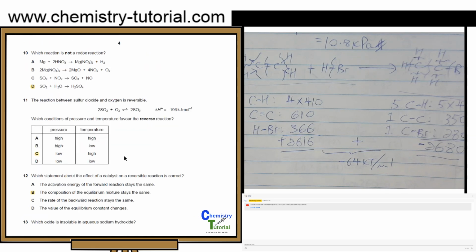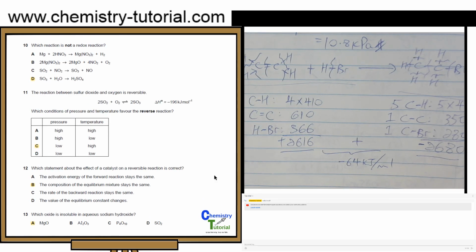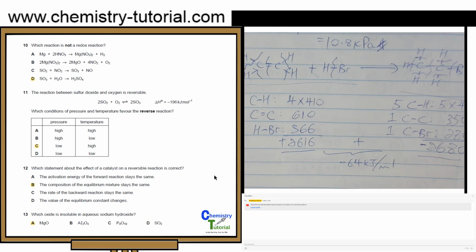Let's look at the next question. Question 10. Which of the following is not a redox reaction? Redox comes from the two words reduction and oxidation. So that means we must be able to identify a species that has been oxidized and another species that has been reduced so that it will give us a redox reaction.